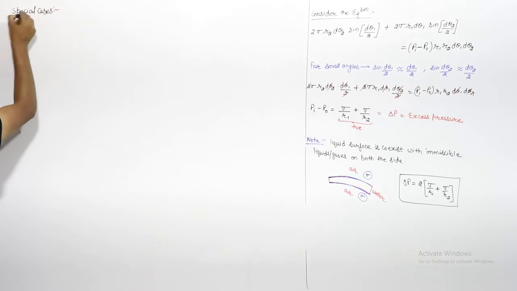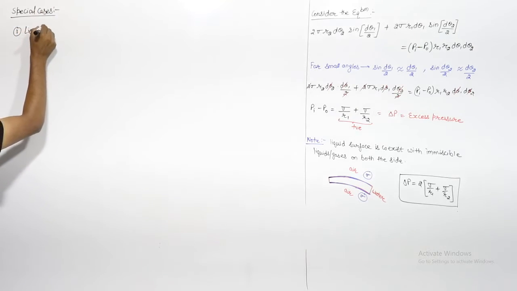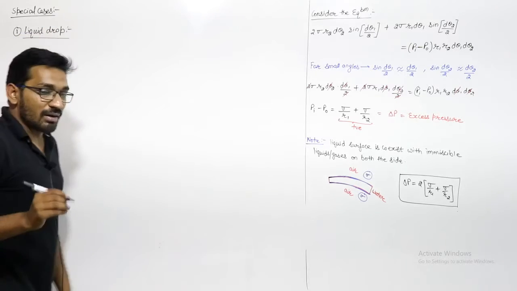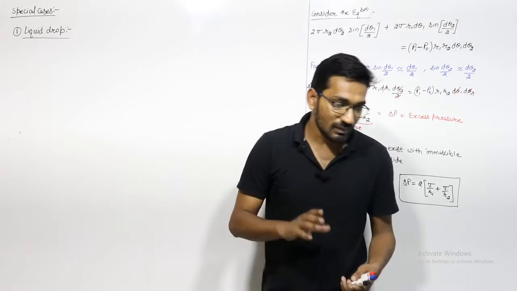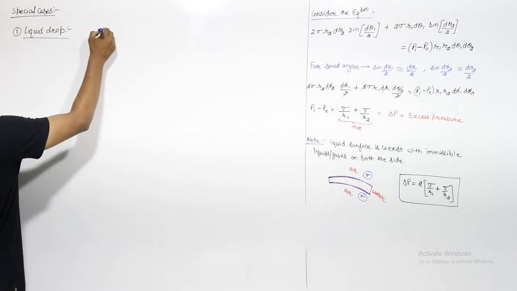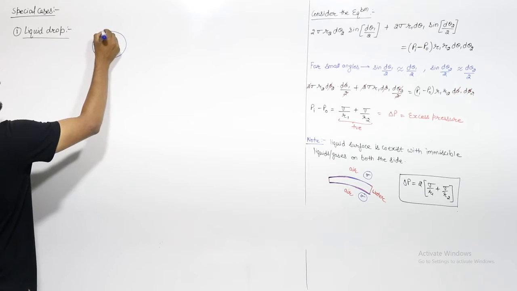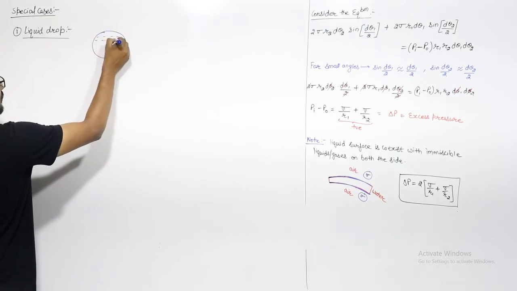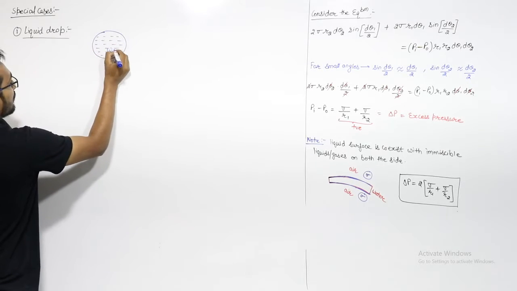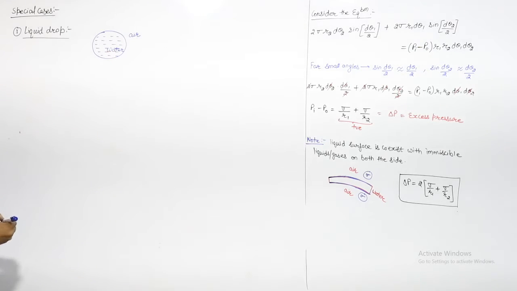The first one will be the liquid drop. What is the meaning of liquid drop? Let us see that this is a liquid drop. Let us say this is water. Inside you have water, and let us say outside you have air. So this is the meaning of liquid drop.